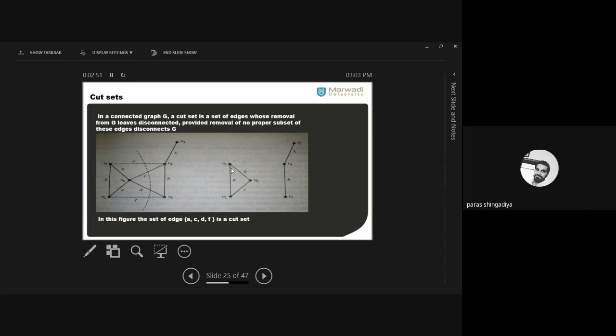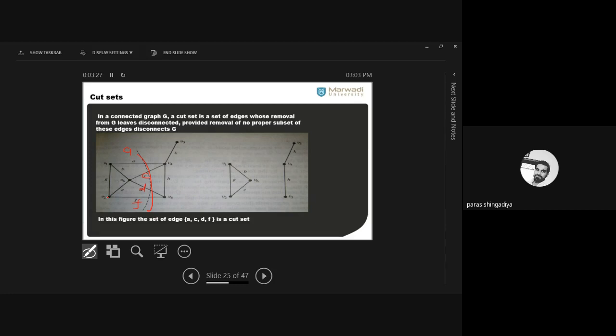Clear? When we delete A, C, D, and F, that is edge A, C, D, and F, you have to delete these 4 edges from the graph, meaning remove them from the graph. And what will be the remaining partitions of the graph after deletion of these 4 edges? You have to mention that here. So these are the remaining parts when we delete these 4 edges. Clear? So we can divide this graph into two parts.